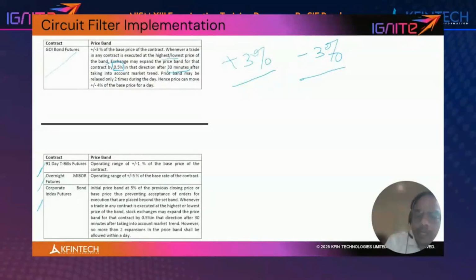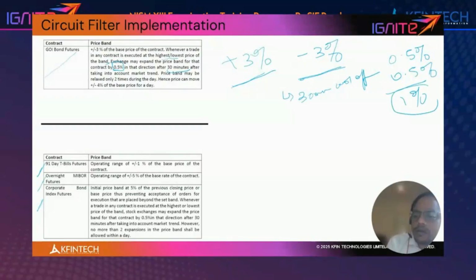So the actual limit is plus 3% and minus 3%. And suppose it reaches, then there is a 30-minute cool off period. Then it can go further 0.5% 2 times in a day. That is 1%. So what is the outer limit? 3 plus 1, 4% on the upside, minus 3 minus 1, minus 4% on the downside. This is the total limit for the Government of India bond futures.